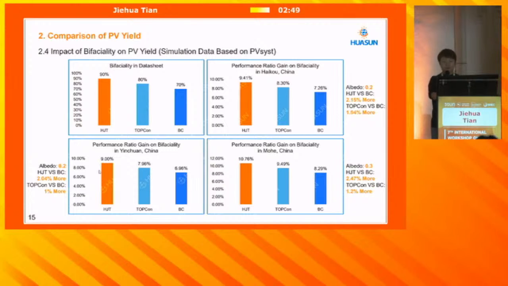The performance ratio gain for HJT is 2.15% more, 1.04% for TOPCon. In Inner Mongolia, the albedo is 0.2. The gain for HJT is 4% more, 1% for TOPCon. In Mohe, albedo is 0.3. The gain for HJT is 2.47% more, 1.2% for TOPCon.